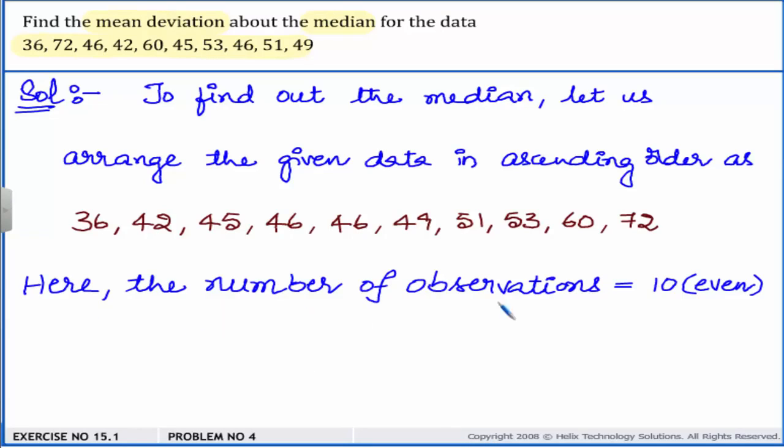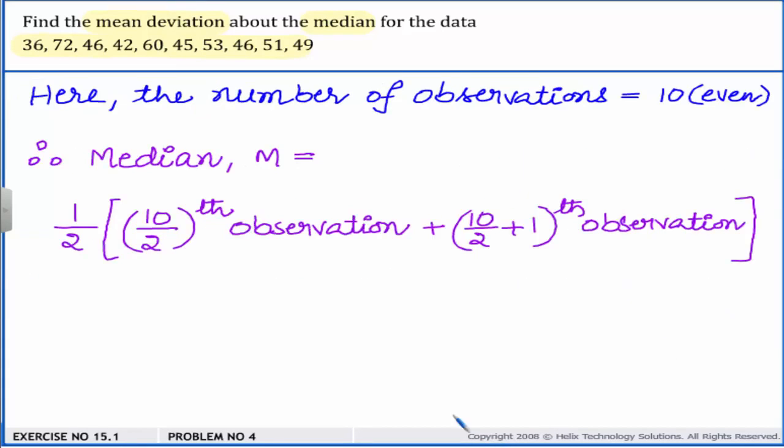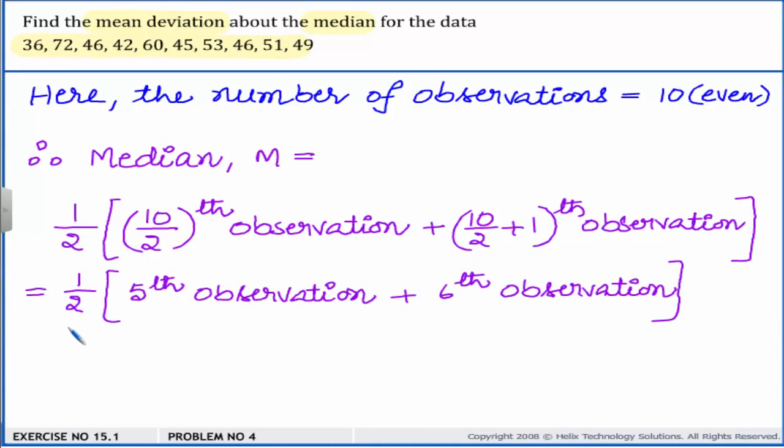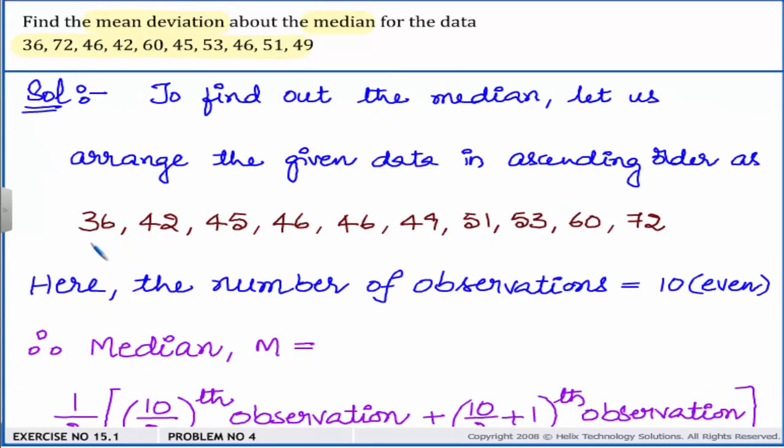Here, the number of observations is equal to 10, which is even. Therefore, we have median m is equal to 1 by 2 into 10 by 2th observation plus 10 by 2 plus 1th observation. So this is equal to 1 by 2 into 5th observation plus 6th observation. Let us see what is 5th observation here. We have 1, 2, 3, 4, 5. So this is the 5th observation and this is 6th observation.